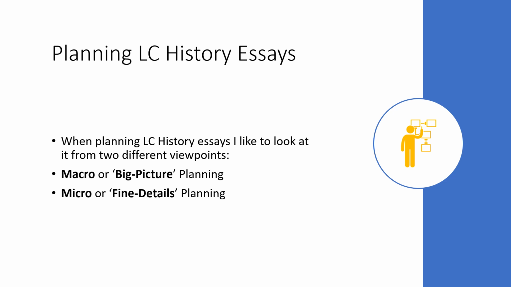Next up, we can look at how we plan for Leaving Cert History essays. When planning for essays, I suggest looking at it from two different viewpoints: macro, or big picture planning, where we zoom all the way out and look at, okay, what are the 8 paragraph titles that I need to discuss in this essay? Or micro level planning, where we zoom in on each single paragraph and look at, okay, what is the evidence I need to provide for this essay? I'm going to show you an example of my micro and macro plans, and then look at how we start to plan those ourselves and self-regulate around that.